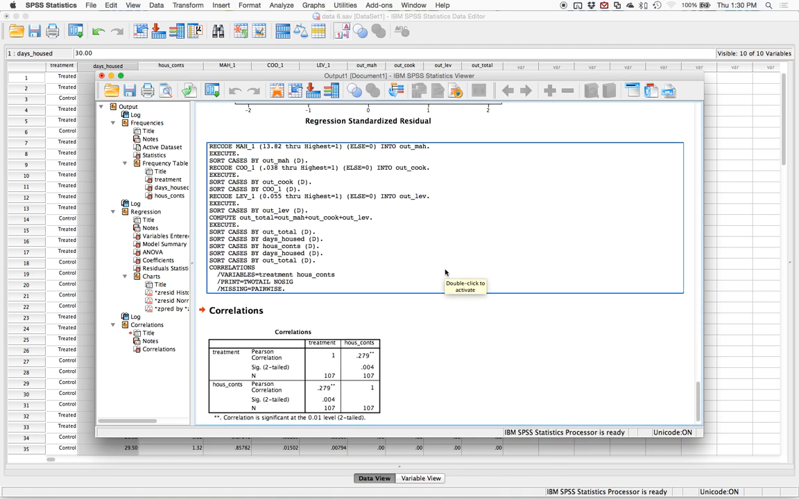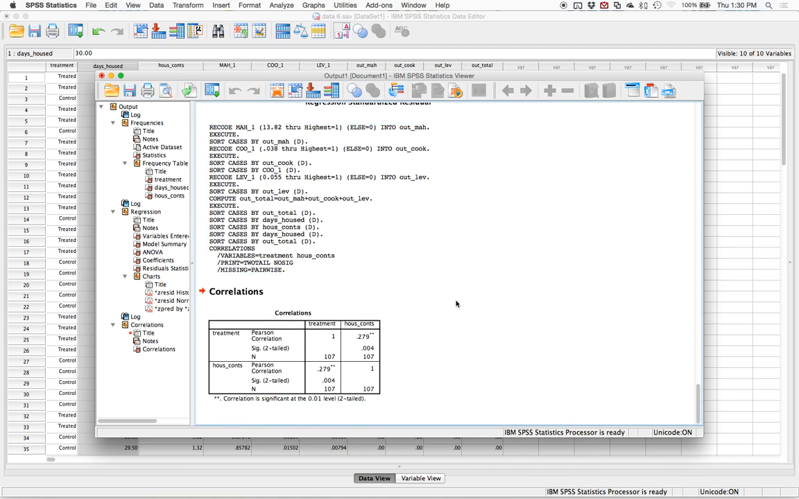So this is technically a point biserial correlation because treatment condition is dichotomous. And yes, they're correlated, which is good for us. We do want them to be correlated. If they're uncorrelated, mediation's not going to work, but they're not too correlated, so that's good.